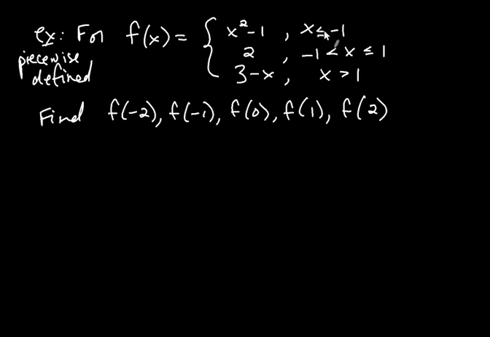Okay, so this is for when x is less than or equal to negative 1. This is, and including negative 1, right? Less than or equal to negative 1. Here x is between negative 1 and positive 1, including 1. And then this rule for when x is greater than 1.